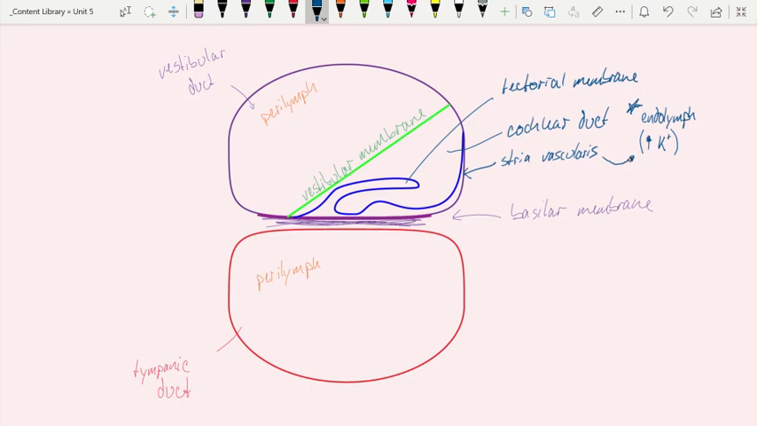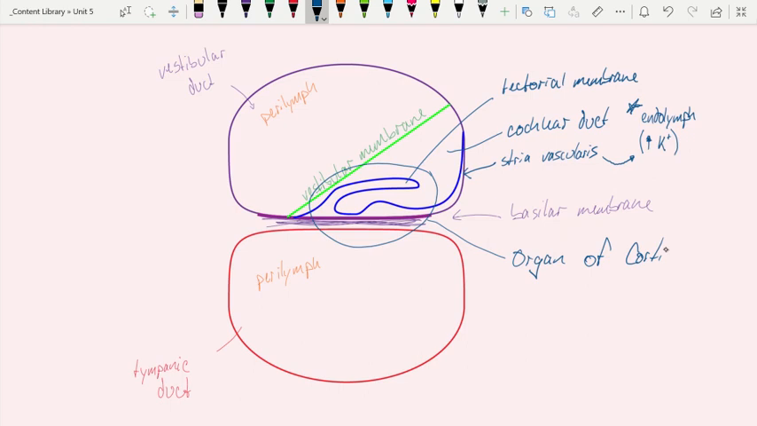The other thing that we really want to highlight here is this structure in blue. We've got the tectorial membrane already listed. This is part of it. But this entire structure right here is what we call the Organ of Corti. And this is where the magic happens when it comes to sound.